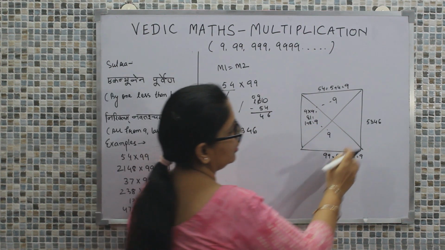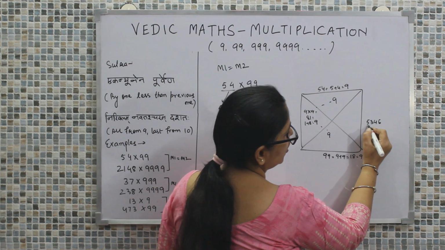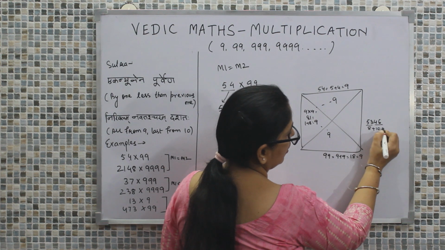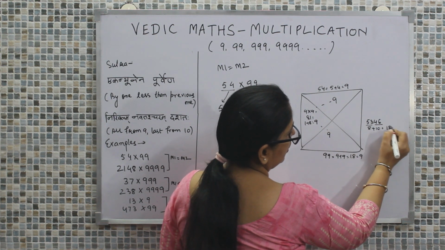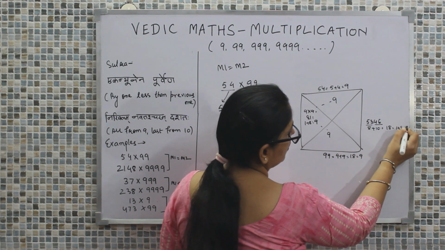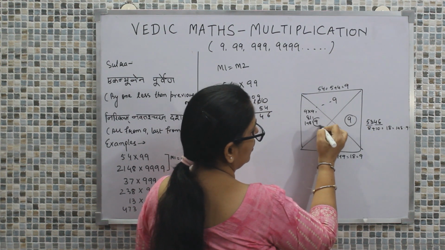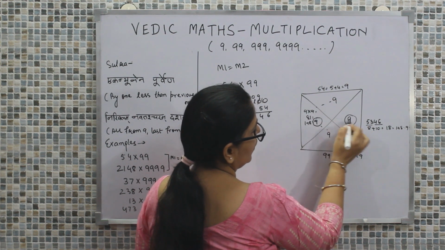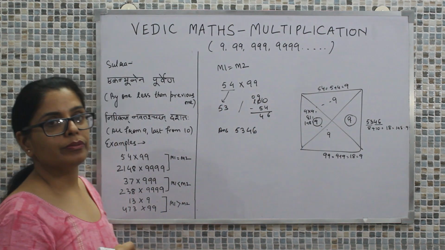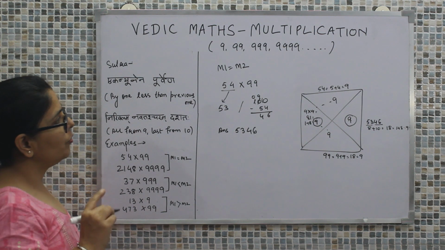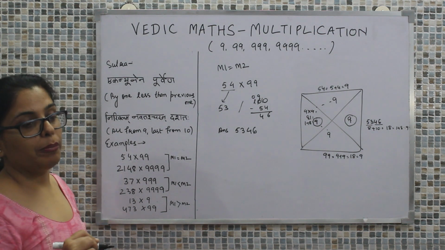Now let's calculate the digital sum of the answer. So 5 plus 3 is 8, 6 plus 4 is 10. 10 plus 8 is 18 and 1 plus 8 is 9. So our answer is perfectly right because both these values are matching. Fine. Let's take another example where M1 is equal to M2.